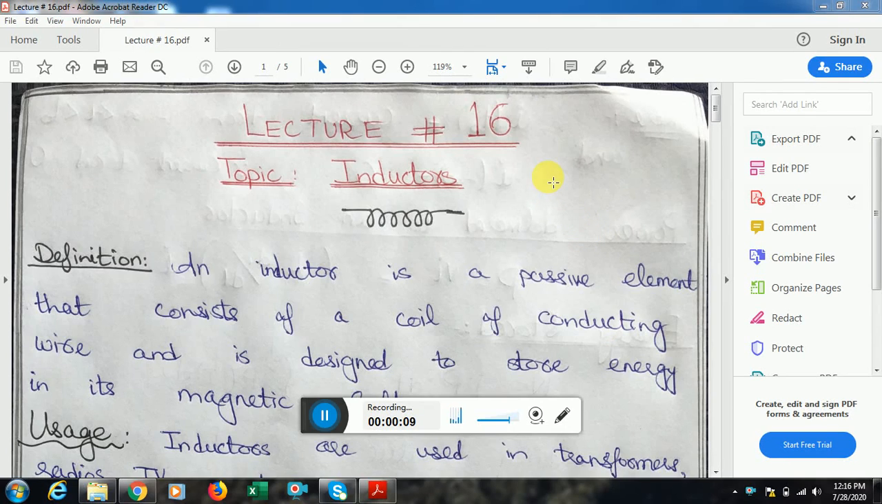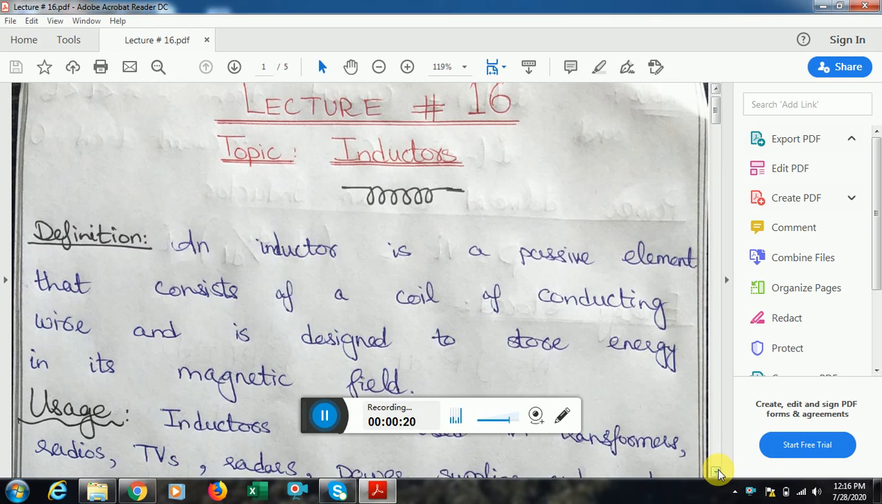Today we are going to study inductors: what inductors are, what their purpose is in any electric circuit, and how they perform their specific purpose. You might have studied inductors in physics earlier, at the intermediate level.